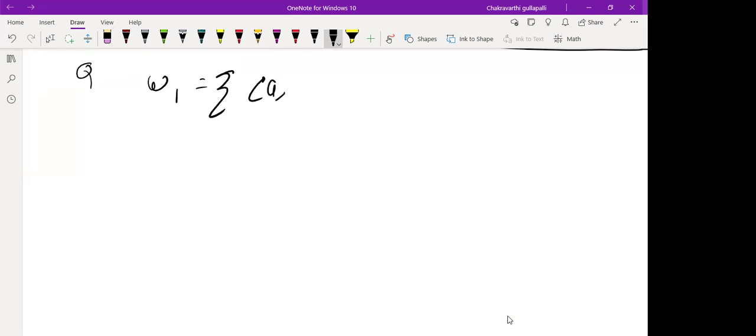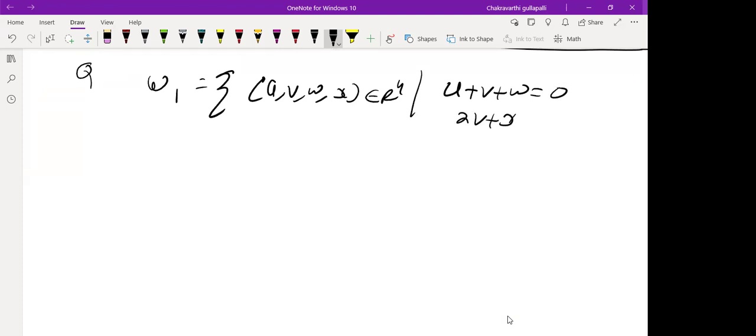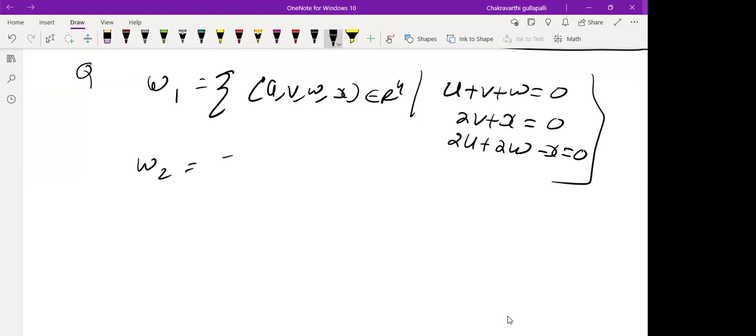This is (U, V, W, X) belongs to R4, which is U plus V plus W equals 0. Then this is 2V plus X equals 0. 2U plus 2W plus X minus X equals 0. W2 is equal to the set of all (U, V, W, X).